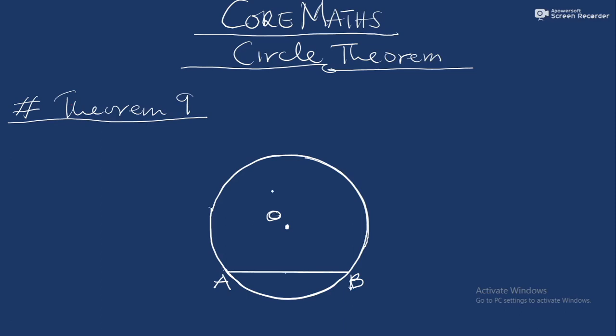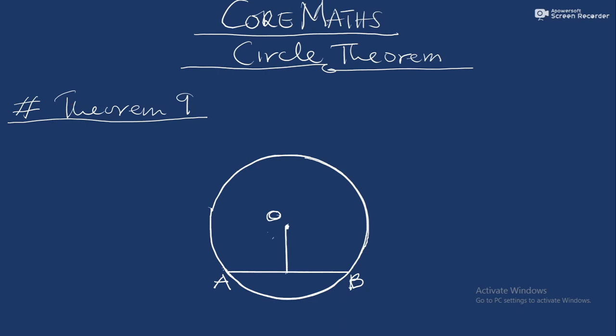Good. Now you realize that I have a circle here, and then I have a chord AB. There is a chord AB, and then there is a circle, and this is the center of the circle. Now this theorem 9 says that if I draw a line from the center of the circle to the chord, the theorem says that this line bisects the chord.